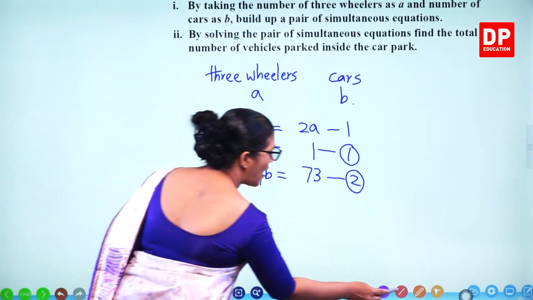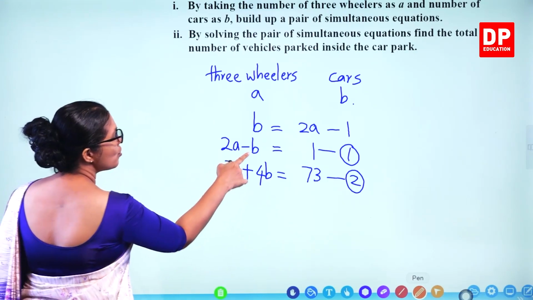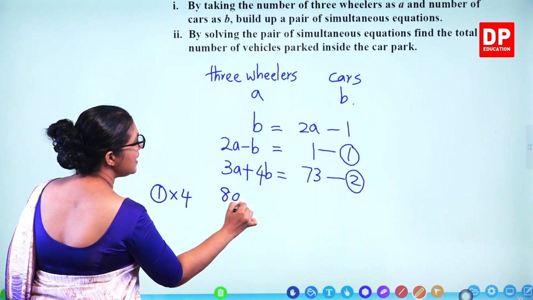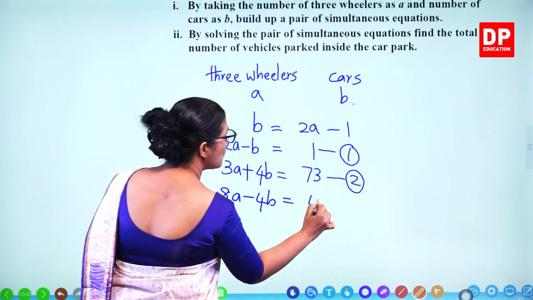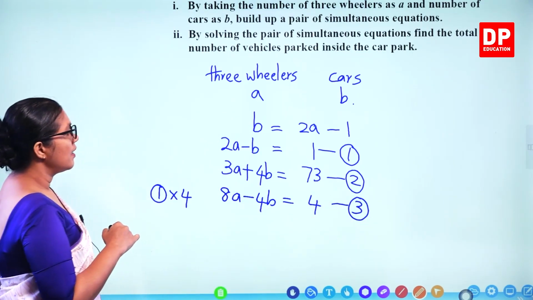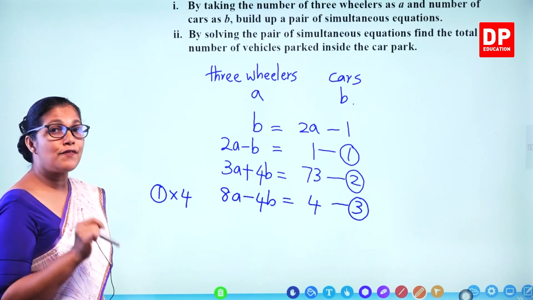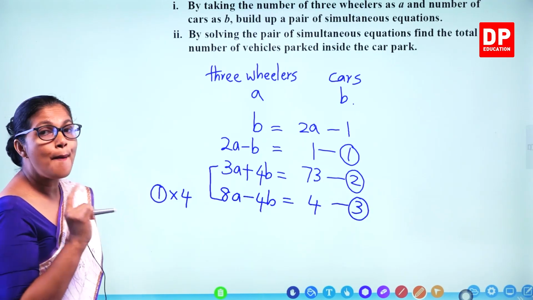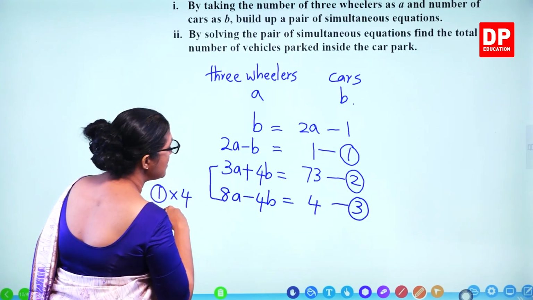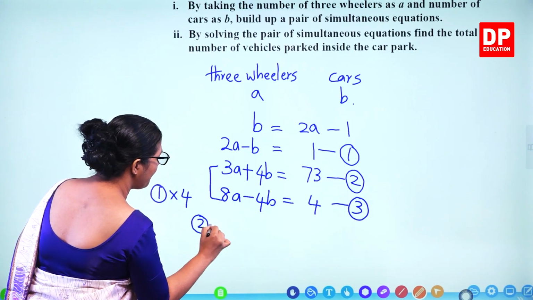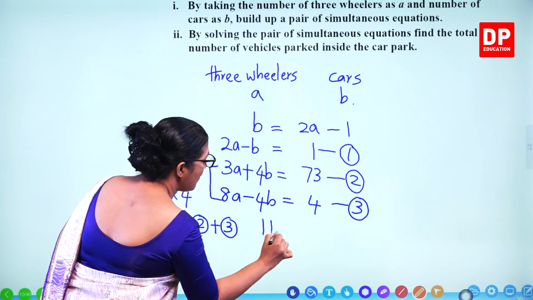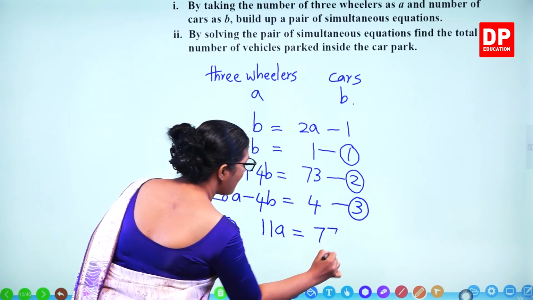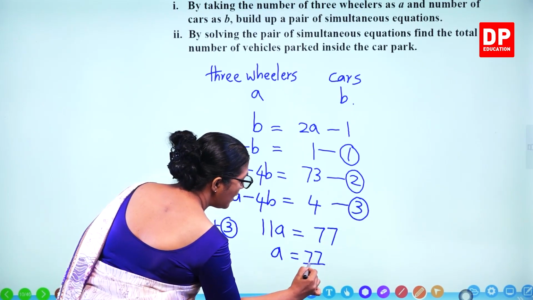Now it's easy to multiply the first one by 4 to get the same coefficient. So we'll do that. 1 times 4, 8A minus 4B equals 4. That's your third equation. Now, same coefficient, different signs, you can add the 2 equations. So we can add these 2 to get rid of the B coefficient. So B disappeared when we add 2 and 3. 8 plus 3, 11A, that's equal to 77.